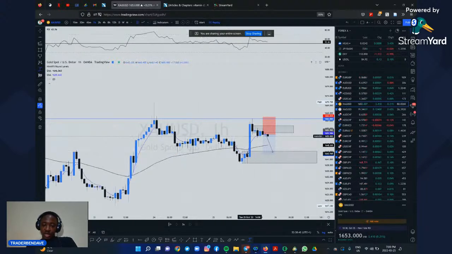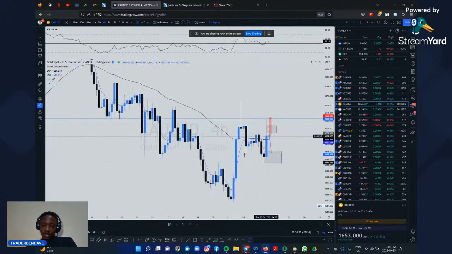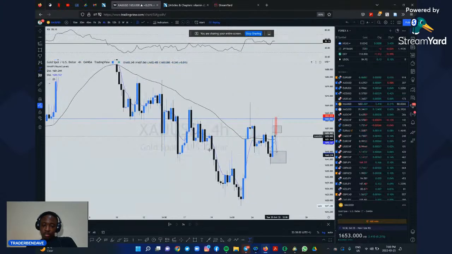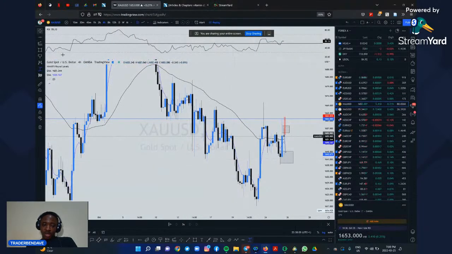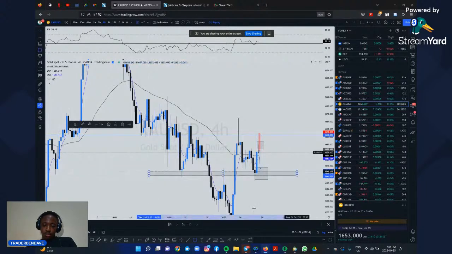So tomorrow, landing New York session, if price pulls back here, I'm looking to buy because this is on the 4-hour time frame. This is what we have here. We have something like this that looks like a head and shoulders pattern forming here. Potential head and shoulders pattern forming here.